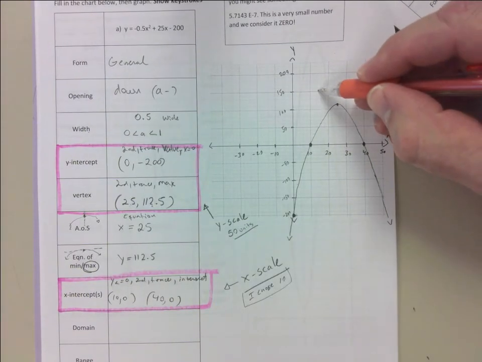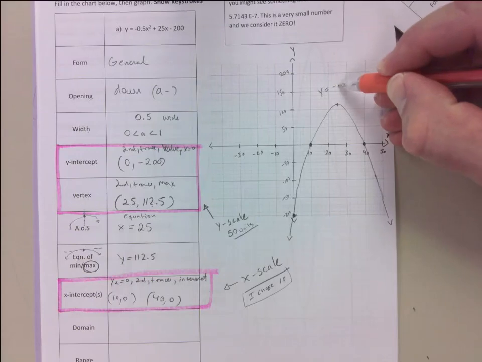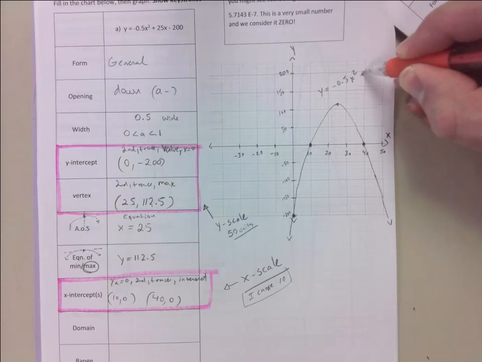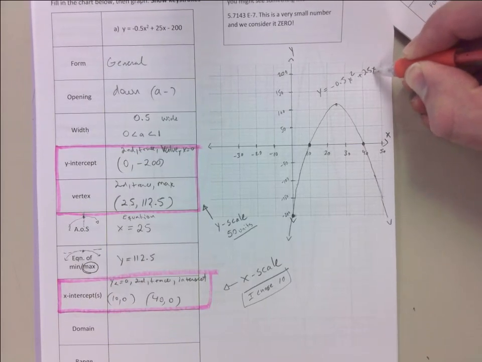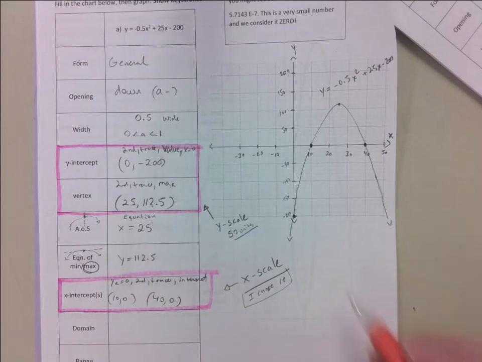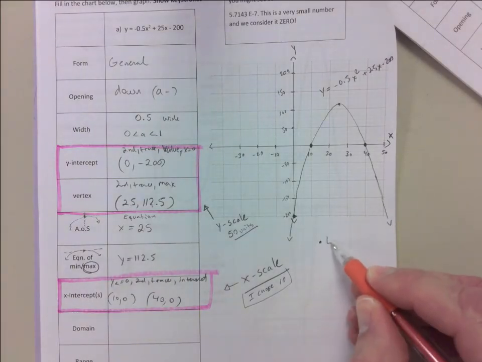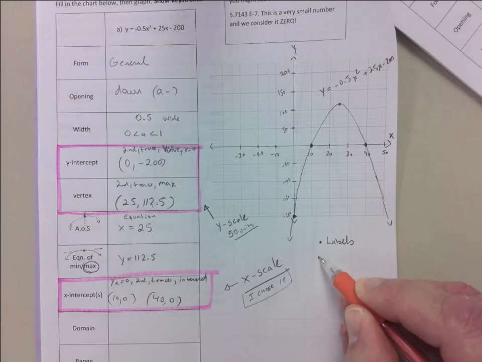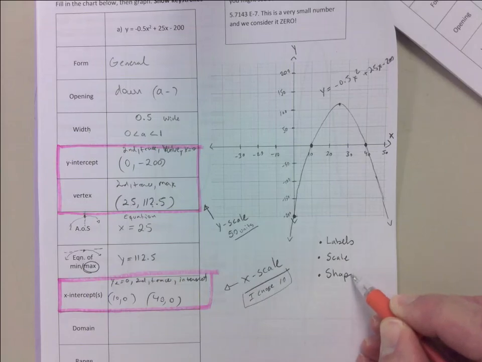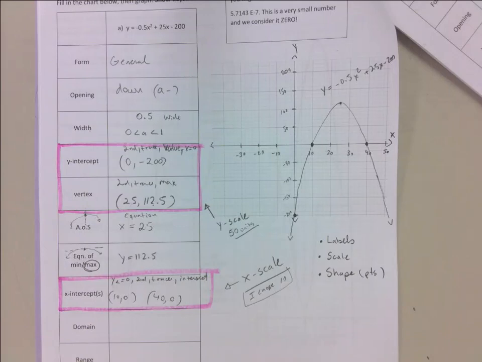And last but not least, if you want full marks, it's going to cost you half a mark, you label the actual equation as well. So things to look for are labels, scale, and shape. By shape I mean are the points where they belong.